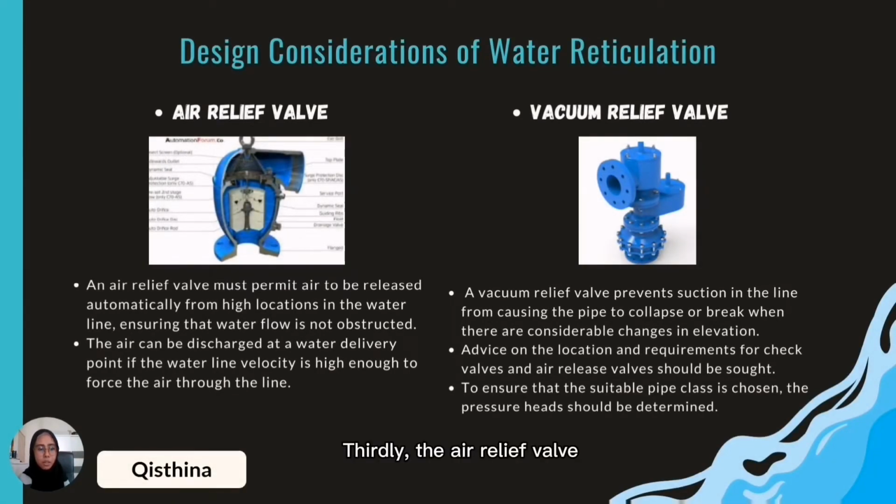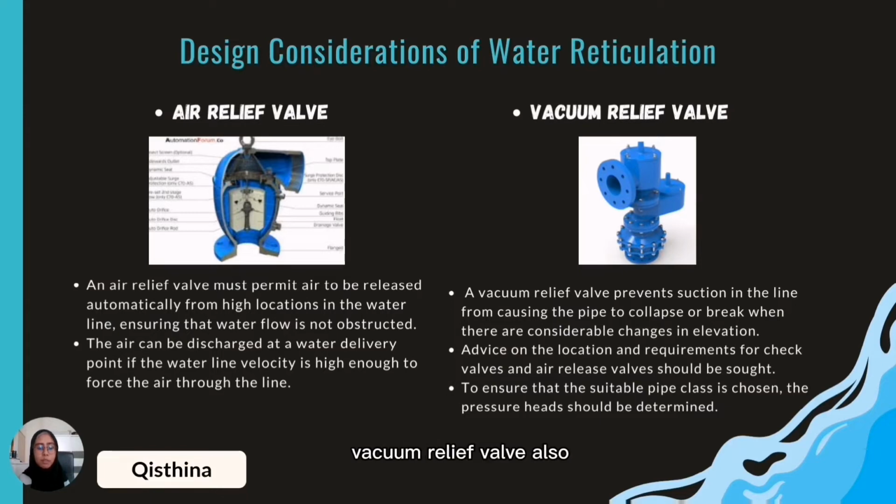Thirdly, the air relief valve. An air relief valve must permit air to be released automatically from high locations into water line, ensuring that the water flow is not obstructed. With that, the air can be discharged at a water delivery point if the water line velocity is high enough to force the air through the line.